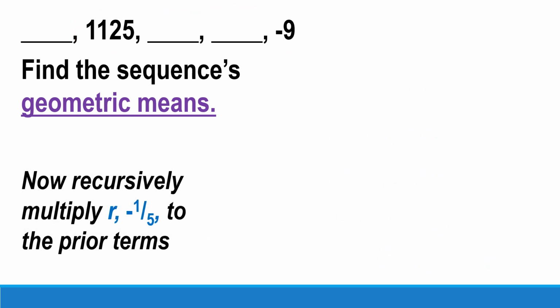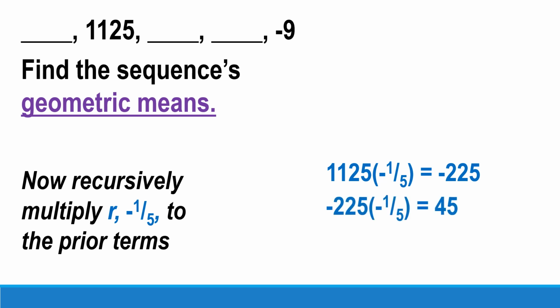With a common ratio of negative 1/5, we can recursively find the missing terms. Let's take 1125, multiply it by negative 1/5 to come up with negative 225. Take negative 225, multiply that by negative 1/5 to get 45, and we'll confirm by multiplying 45 times negative 1/5 to get the negative 9 that we expected. And we can fill in the terms that follow 1125.